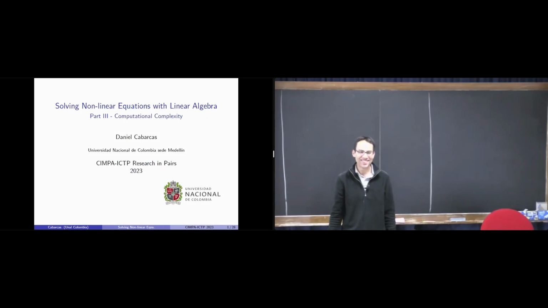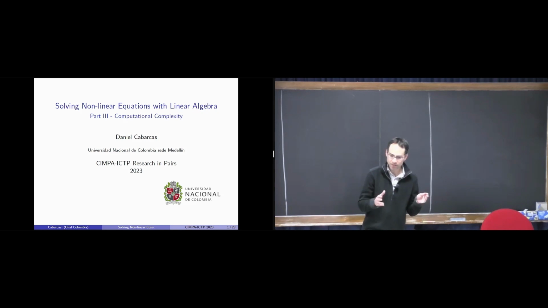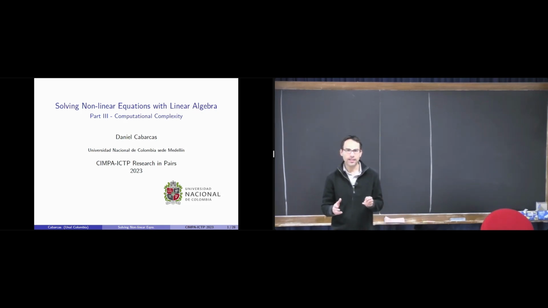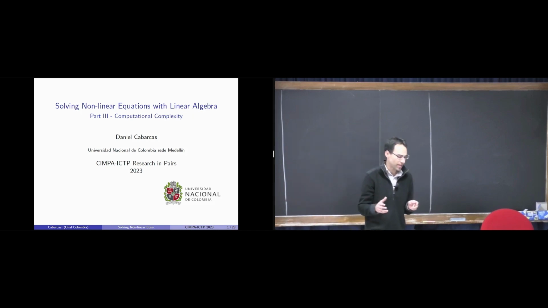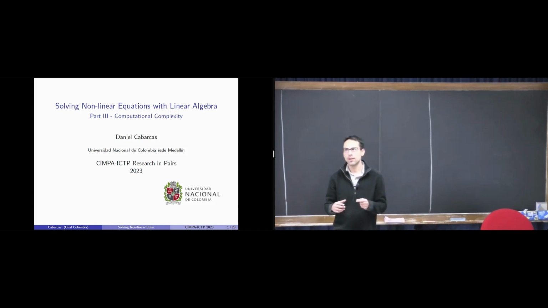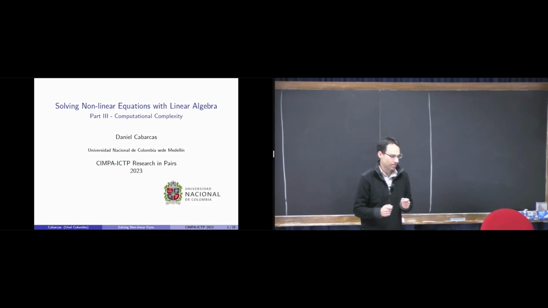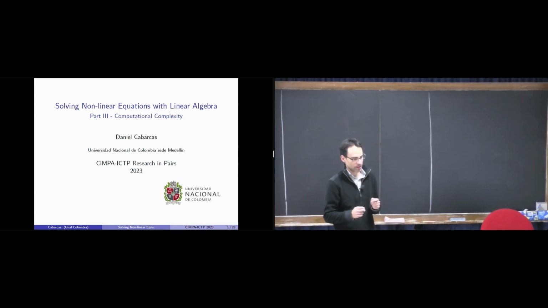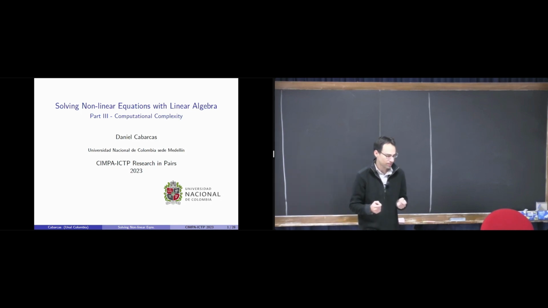So welcome back. This is the fourth lecture in a series of lectures called Solving Nonlinear Equations with Linear Algebra. In the first lecture, we established the classical background for solving nonlinear equations. Then in the second and third lectures, we made the connection with linear algebra. And today we're going to talk about the complexity of these algorithms and the relation with the module of syzygies.